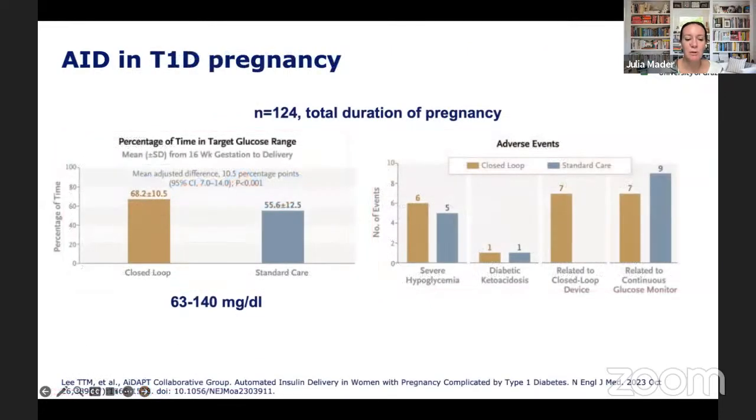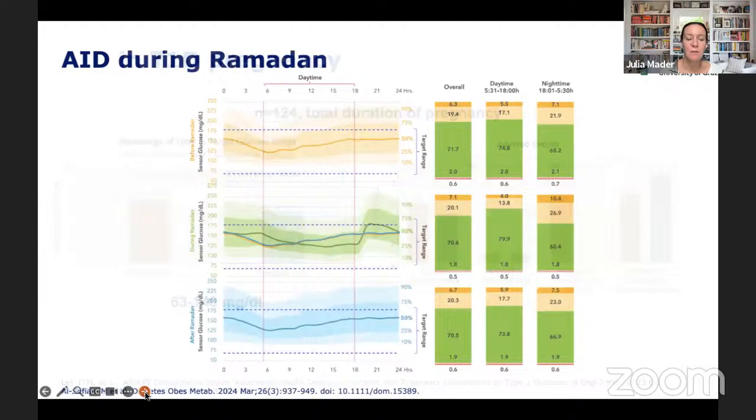Then there was a study performed in the UK, where they looked into the YPSO pump. And of note, of course, this is a closer target range of 63 to 140, the pregnancy target range. Again, here we could observe that more people achieved or nearly achieved the target with closed loop compared to standard care. And what have we otherwise noted? Of course, there were some hypoglycemic events, but not very different between the two groups.